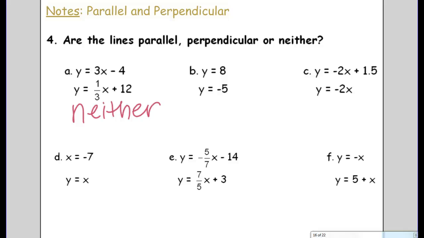Next one's parallel. Okay, next one. Ruthie, what'd you get for B?